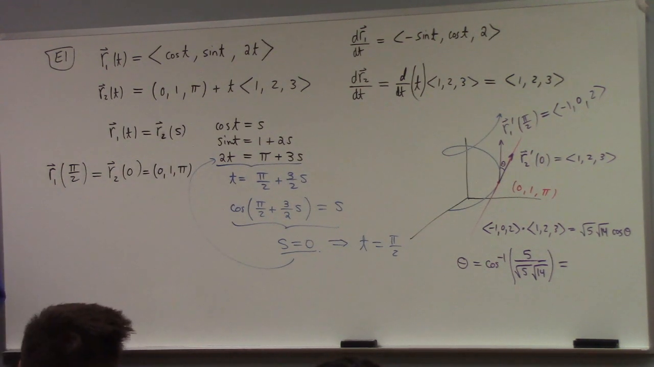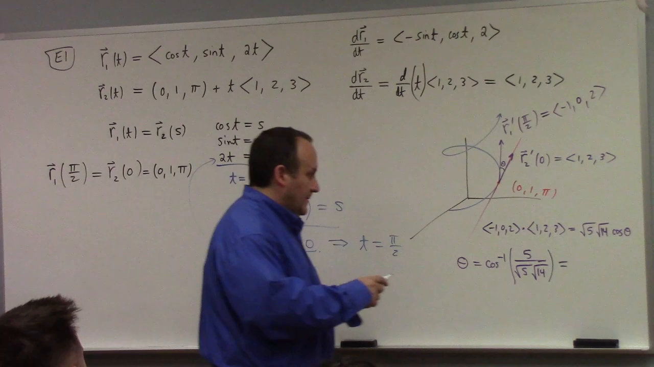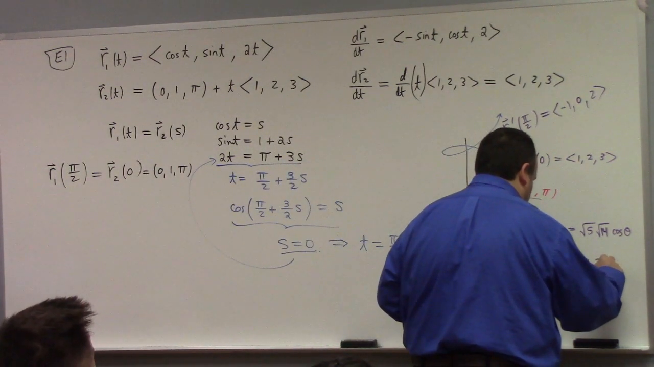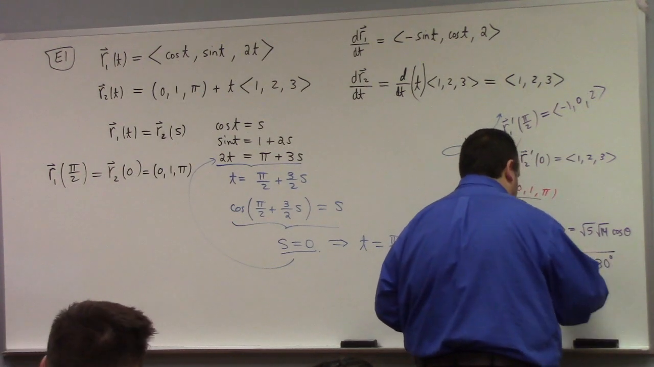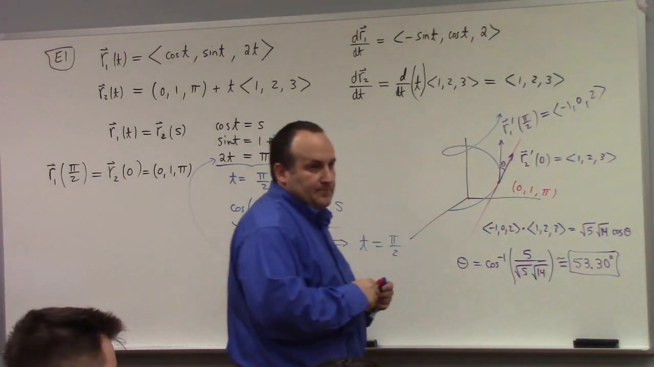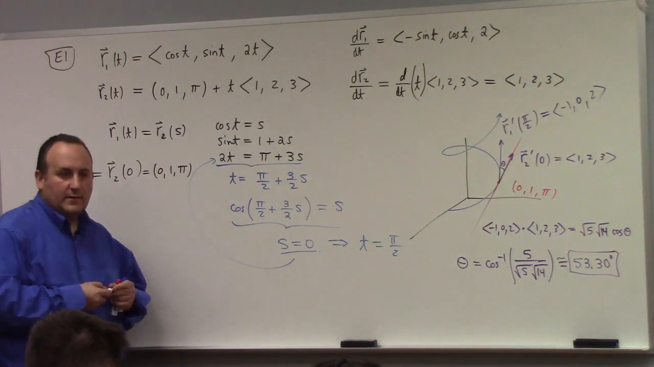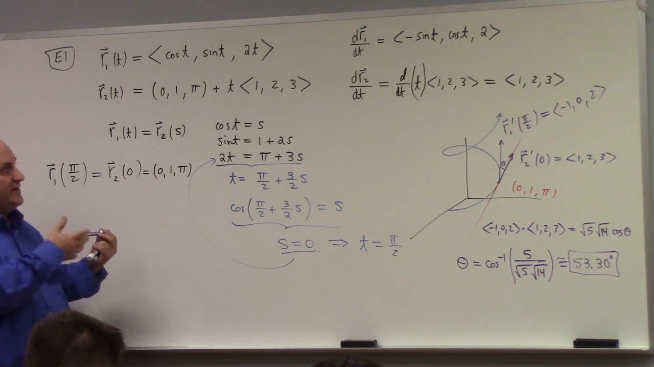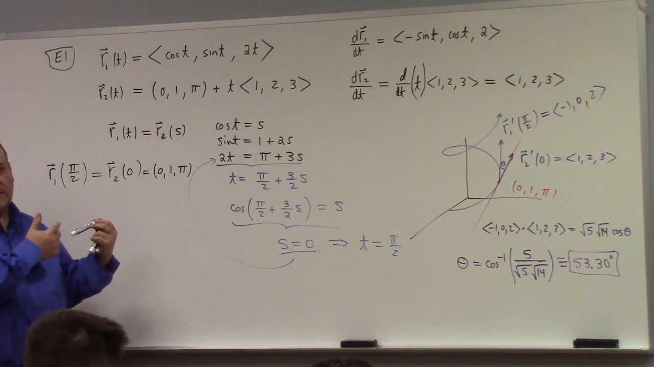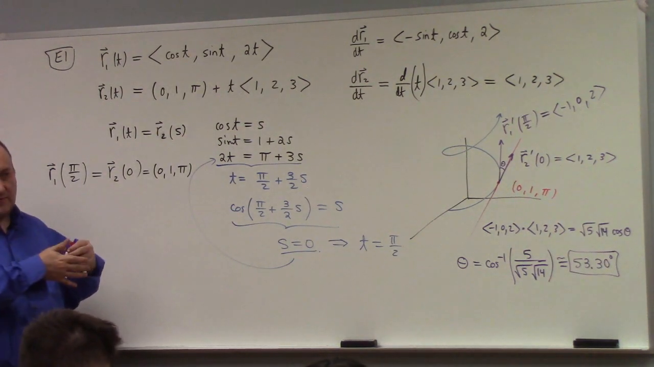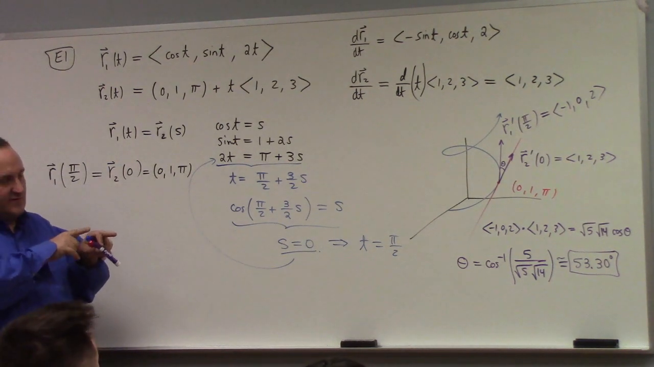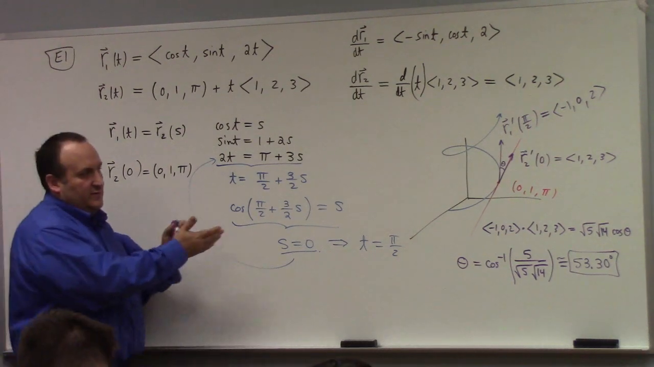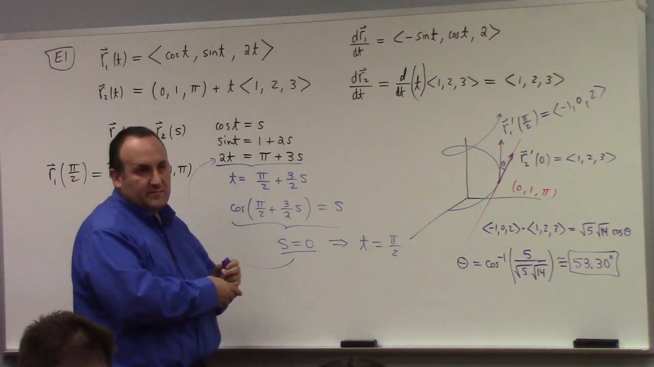My calculator says 53.3 degrees. So there you go, that's the angle of intersection between these curves. This is one of the obvious applications of differentiation, right? If you have a path, we can differentiate it, and that gives us the velocity vector field, which tells us the direction that the curve is going at any point. So then we can answer interesting questions like this: what's the angle of intersection between two curves?